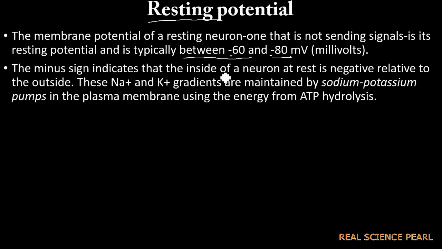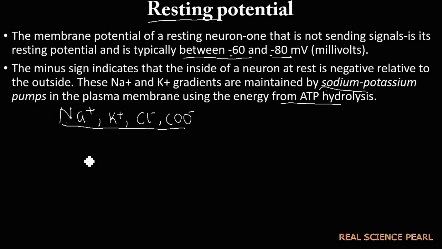Now the resting potential is mainly maintained by what we call the sodium-potassium pump, which uses energy from the hydrolysis of ATP. Ions that are supposed to regulate the resting potential, there are basically 4 ions. That is, we are going to have sodium ions, then we have potassium ions, we have the chloride ions, then we shall have the organic ions. Now the unequal distribution of these 4 ions is the one that is going to bring about what we call the resting potential. Let me show you how it happens.